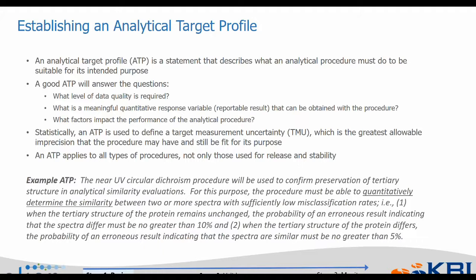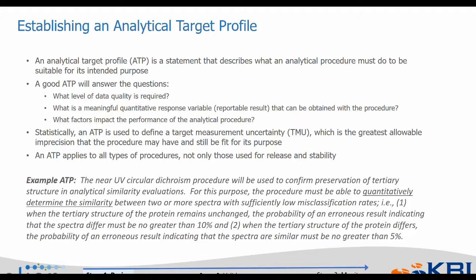If you talk with a statistician about setting an analytical target profile, there's also more of a statistical statement that can be made. And so statistically speaking, an ATP is used to define something called a target measurement uncertainty, or a TMU. The TMU is the greatest allowable imprecision that the procedure may have and still be fit for its purpose. So we can think of this as upfront defining what level of imprecision the procedure can have, and then our goal is to show that the procedure in fact has precision within those bounds.